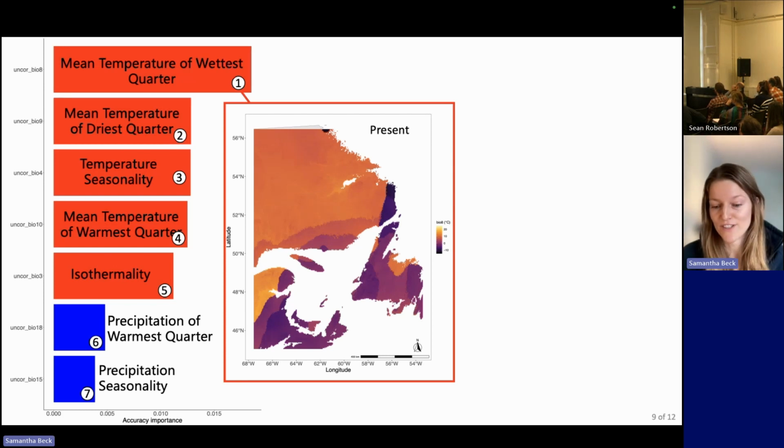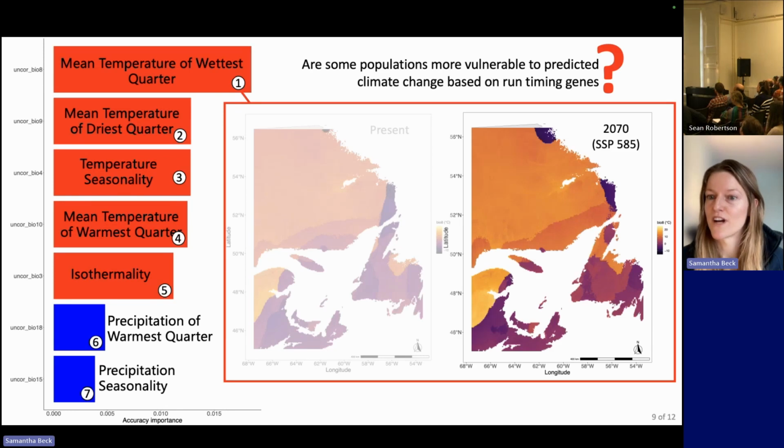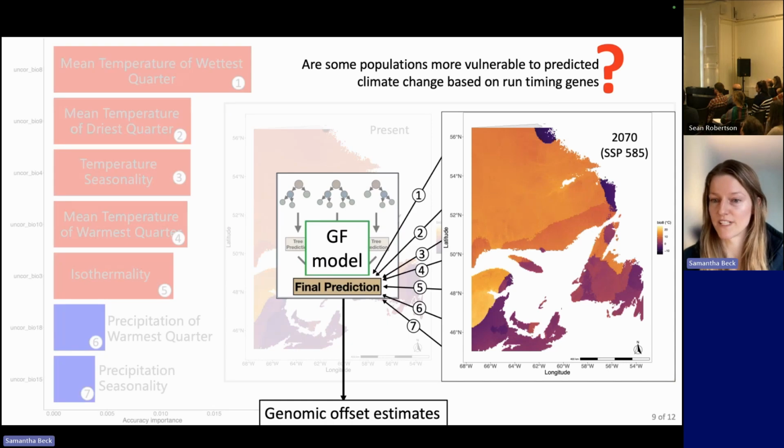So now we need to use this gradient forest model to also try and predict the future. Like, how is the genetic variation associated with those important variables going to change with the future environment? To do this, we use that gradient forest model again. We've trained the gradient forest model on the present data and the present allele frequencies, and then we put the future climate data into that same model to predict our genomic offset estimates.